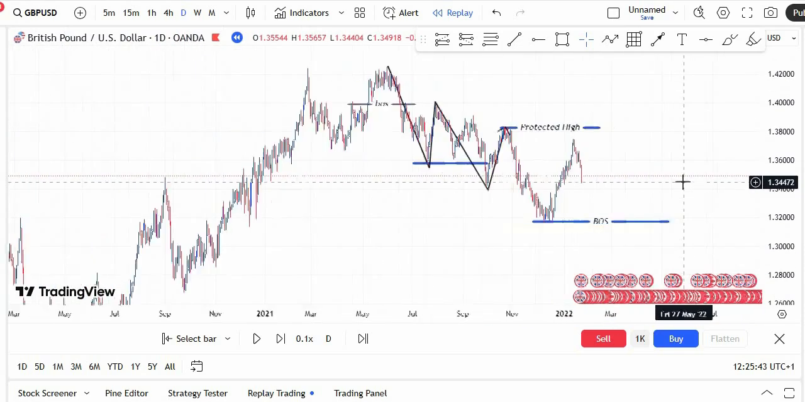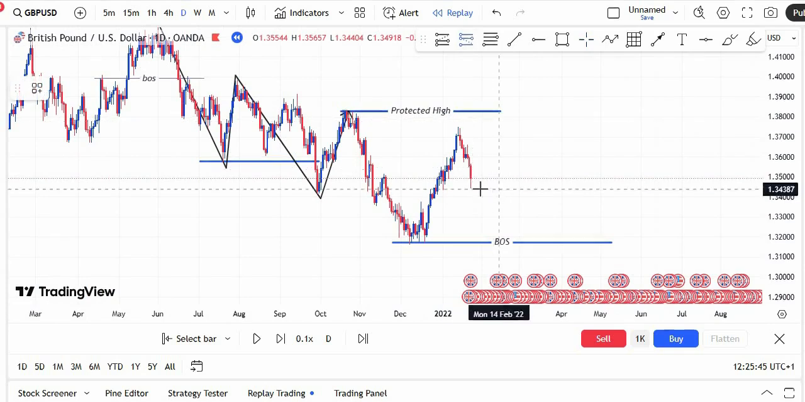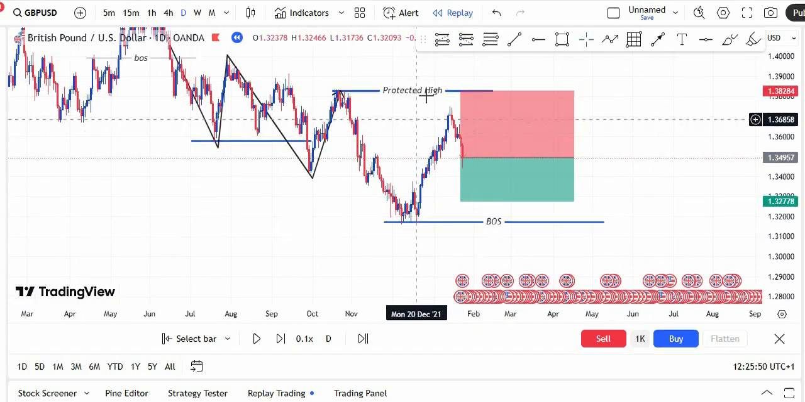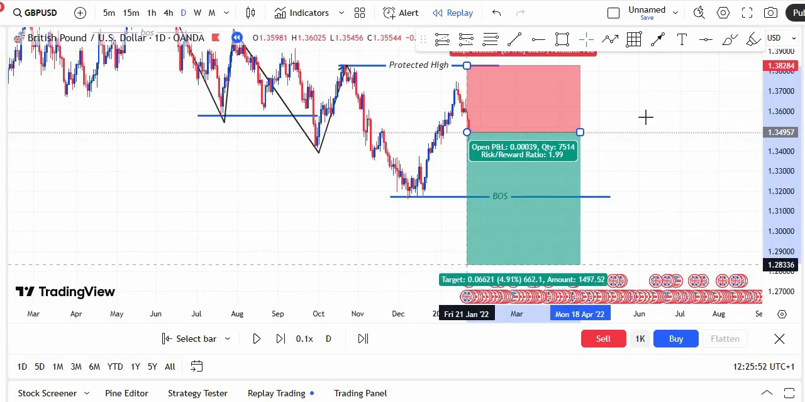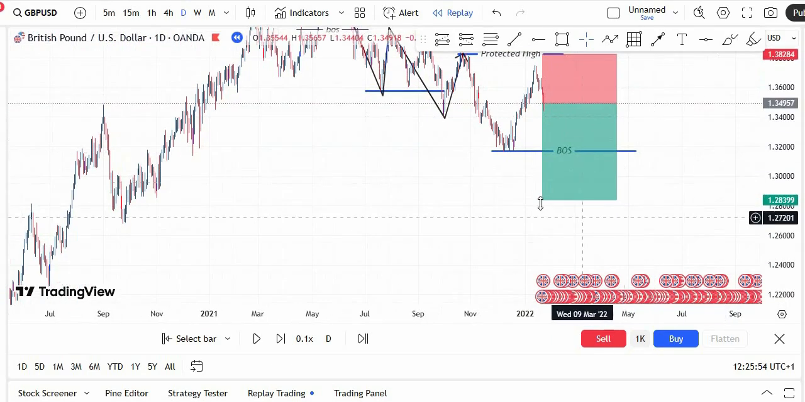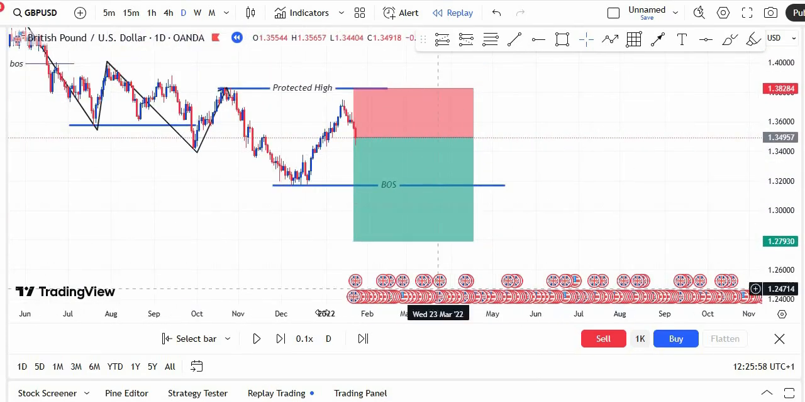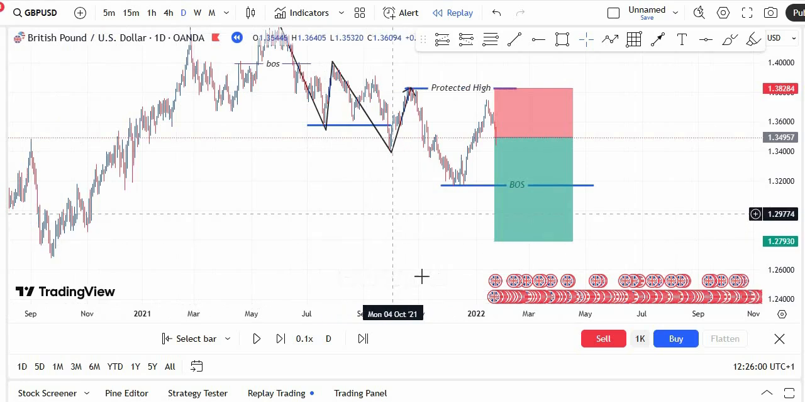Right. So I think it's safe for us to enter a trade here, put our stop loss in this protected low, and then put our take profit at the break of structure, something like this, with a little bit of a 2:1. And let's see what the market has to do, just by understanding market structure.